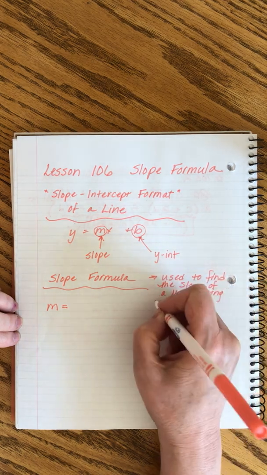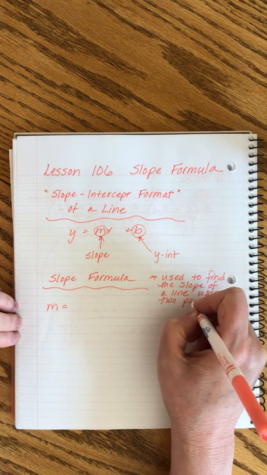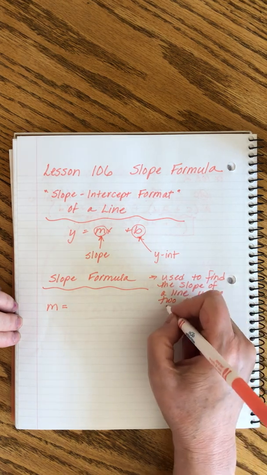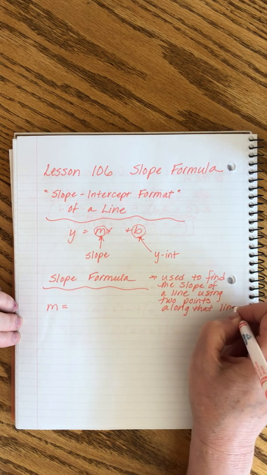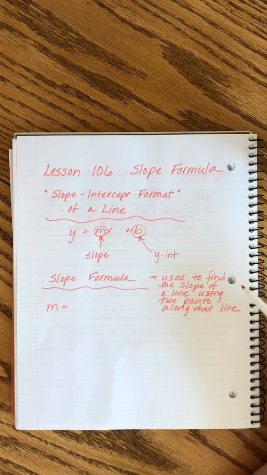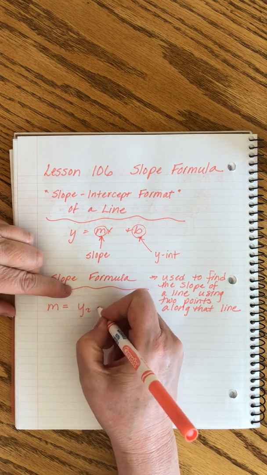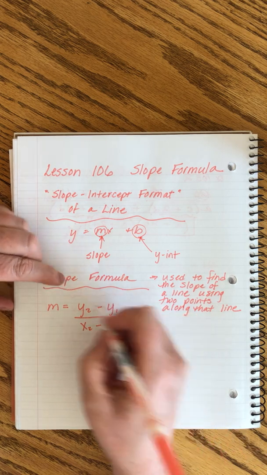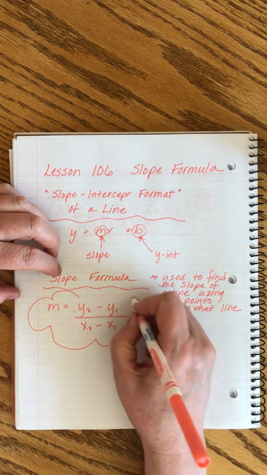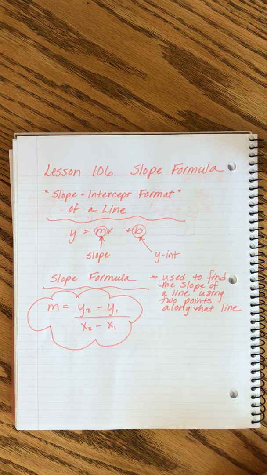using the slope formula is used to find the slope of a line using 2 points along that line. What does that even mean? I don't even know, and I'm the one who wrote it. I'll explain it to you. Here's the formula. Copy this. Put a big fat puffy cloud around it. This is super useful, you guys. We're going to use it a lot.